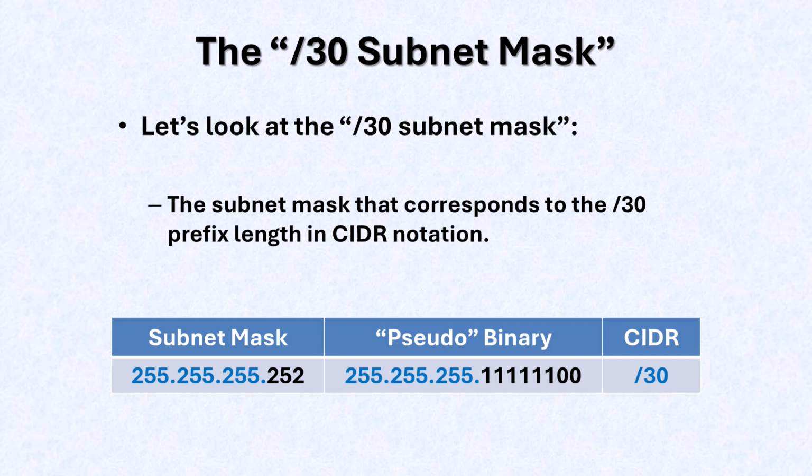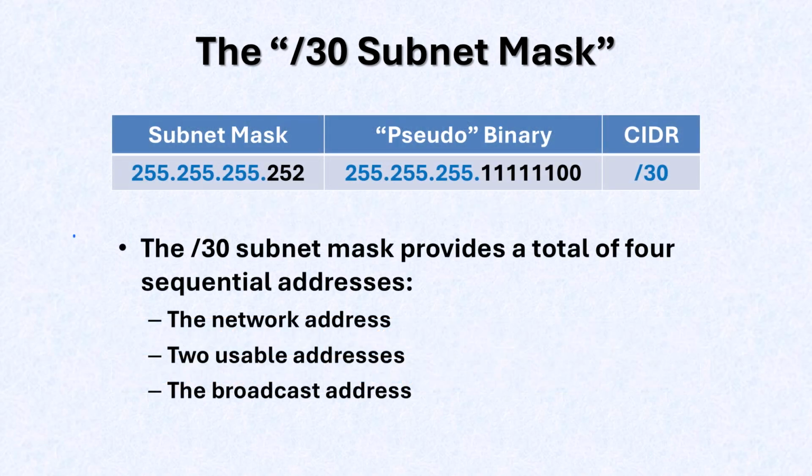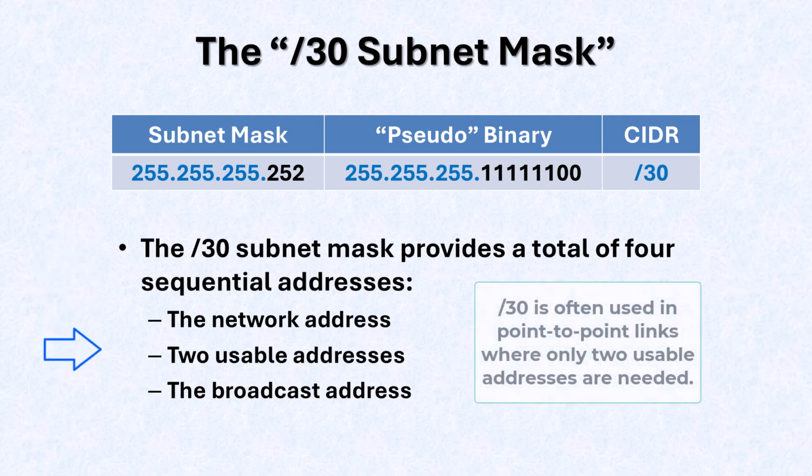Let's take a closer look at the /30 subnet mask. When we say the /30 subnet mask, we are referring to the subnet mask that corresponds to a prefix length of /30 in CIDR notation. The /30 subnet mask provides a total of 4 sequential addresses, namely the network address, 2 usable addresses, and the broadcast address.